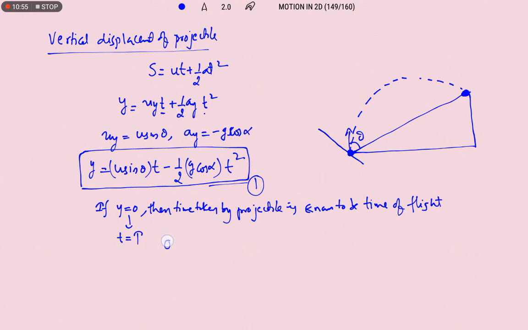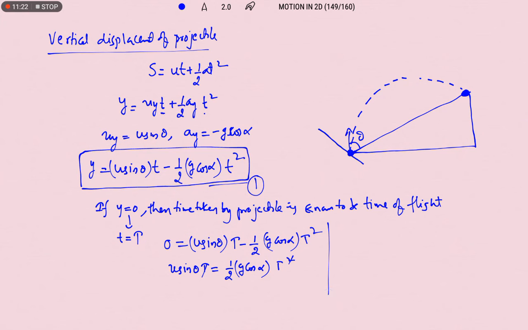Let us substitute. So 0 equals u sine theta, in the place of small t I am substituting capital T, minus half g cos alpha t square. So we can rewrite this as u sine theta into t equals 1 by 2 g cos alpha t square. So we can cancel t on both sides. So we rewrite this as capital T equals 2u sine theta by g cos alpha. So this is the expression for time of flight of the projectile up the inclined plane.